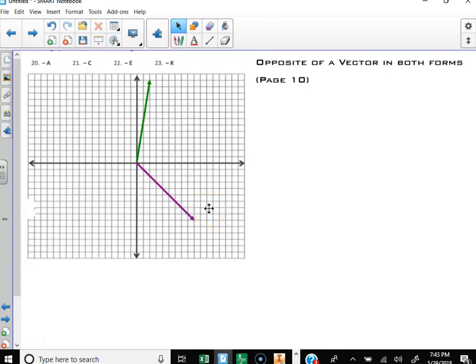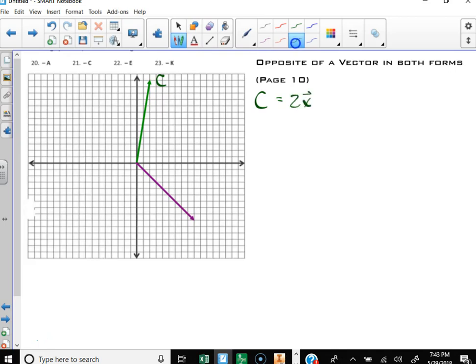So we're going to quickly revisit the opposite of a vector, that idea. Here in green we have vector C, and vector C has a couple different ways you can write it, of course. One way is in its component form, which is 2 is its x component, and positive 13 is its y.